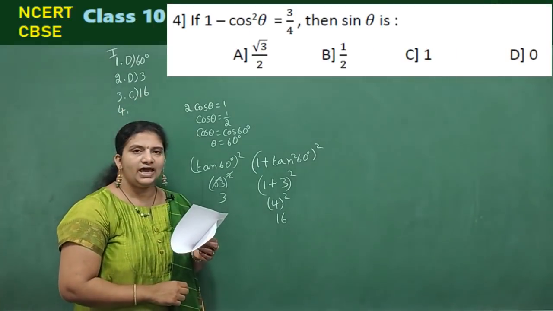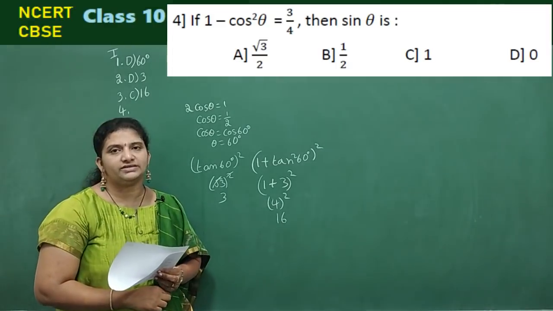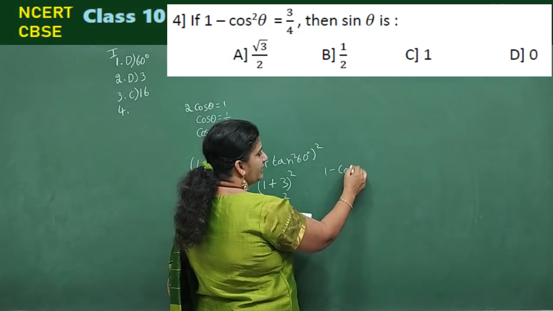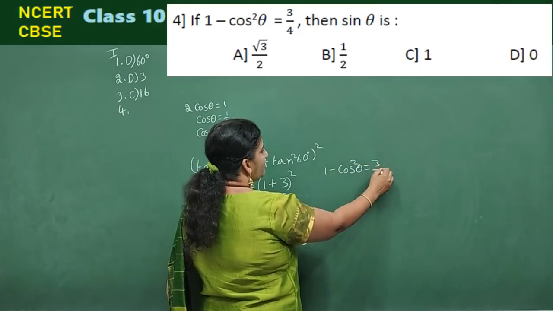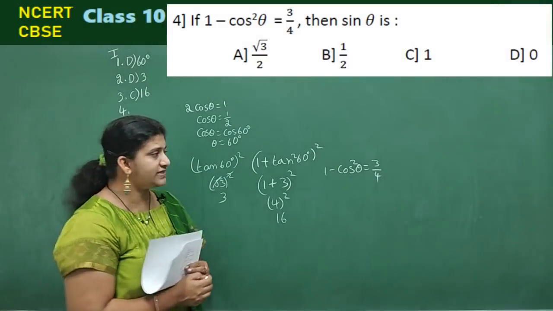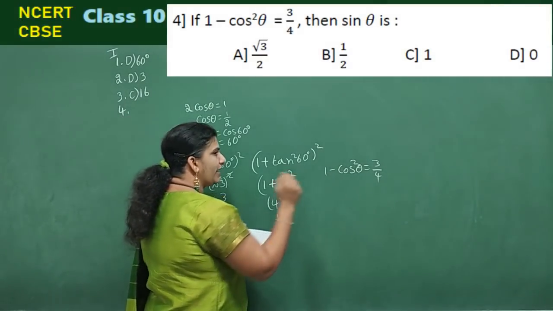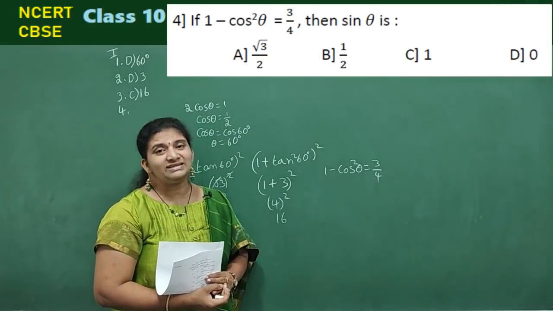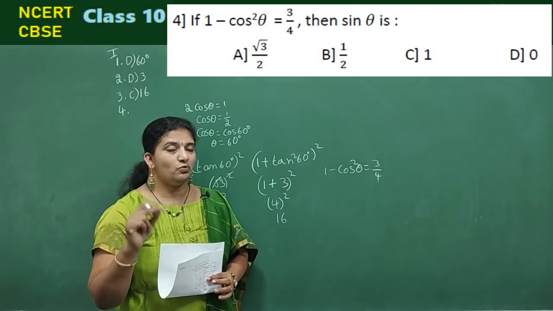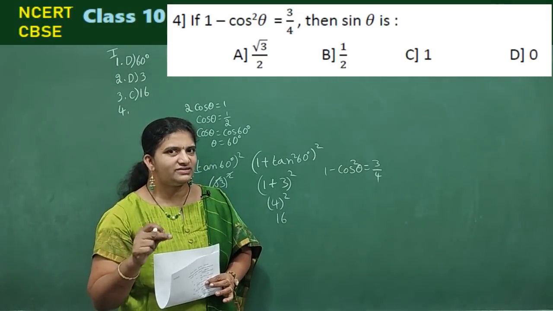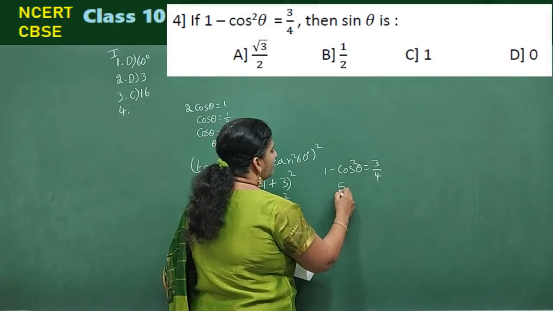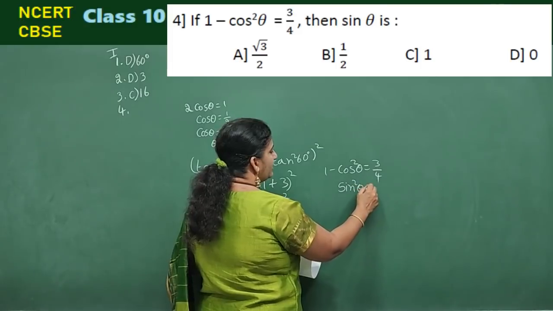Fourth one. If 1 minus cos square theta is equal to 3 by 4, we need to find sin theta. What is the value of sin theta? Understand here, you can remember an identity. What is that? Sin square theta plus cos square theta is equal to 1. And 1 minus cos square theta is nothing but sin square theta. So instead of 1 minus cos square theta, I will write it as sin square theta is equal to 3 by 4.